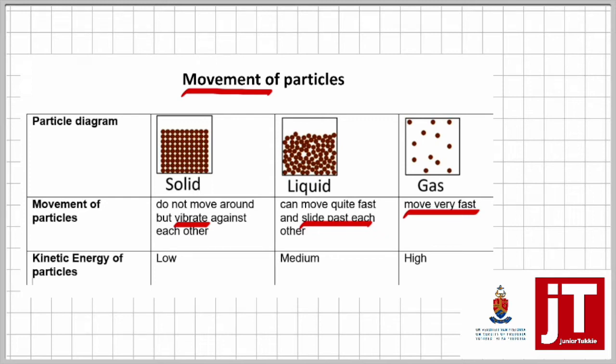This corresponds to the particles' kinetic energy. Because in a solid the particles can only vibrate, their kinetic energy is low. Whereas in a liquid, the particles slide past one another, they have a medium kinetic energy. But in a gas, the particles can gain very high speeds and therefore have a high kinetic energy.